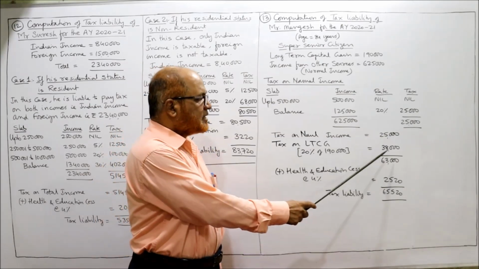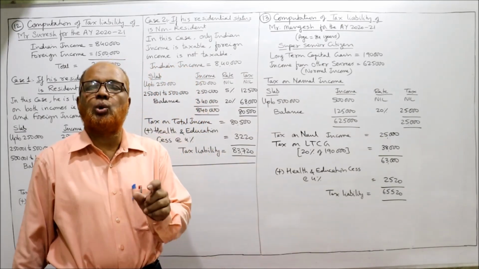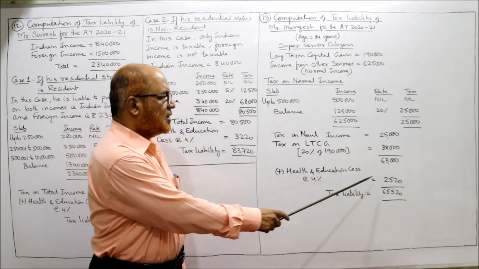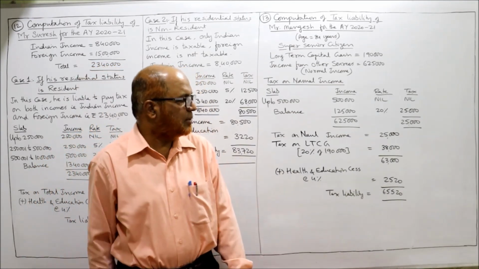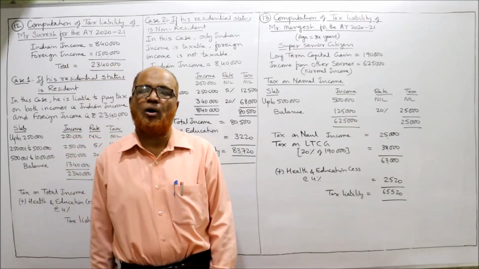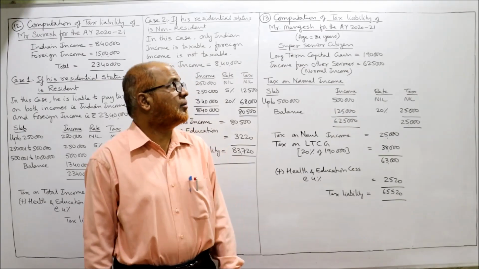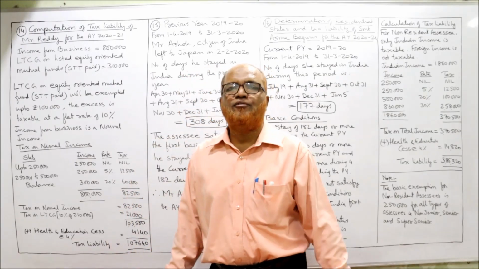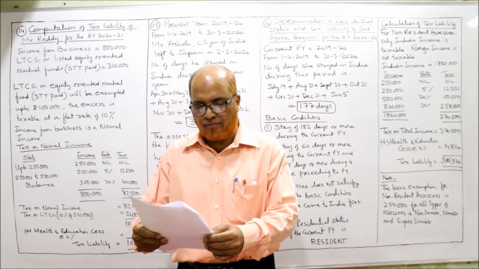So 25,000 plus 38,000, 63,000 is the total tax, on which health and education cess at 4% is 2,520. So tax liability is 65,520. That's all. So this is the end of problem number 13. Now we'll start the next problem, problem number 14. 13 problems we have already done.